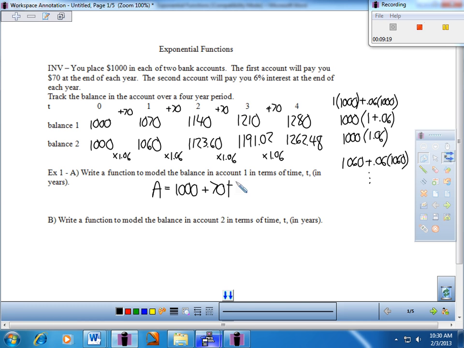And notice this is a nice linear function. I know I just reversed the order, but guys, this is mx plus b. Your slope, so to speak, your increase is the $70 per year.